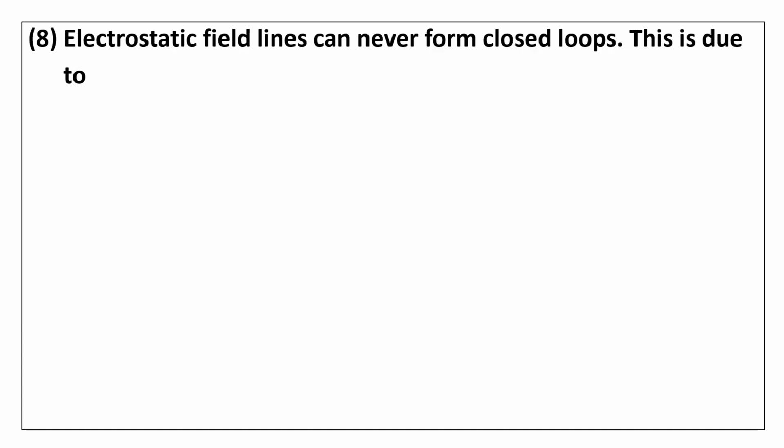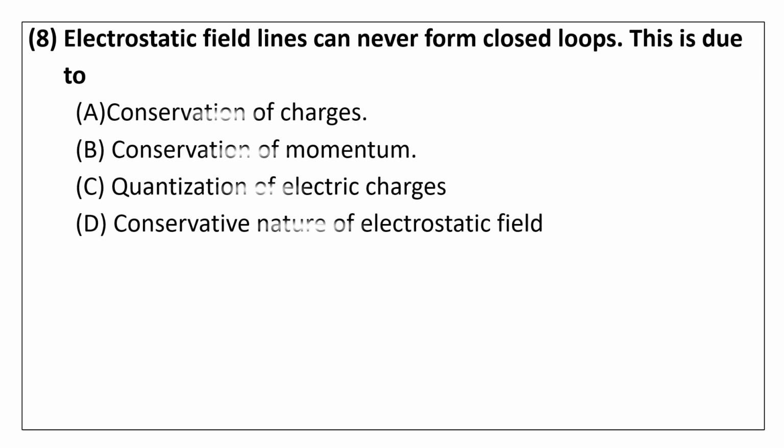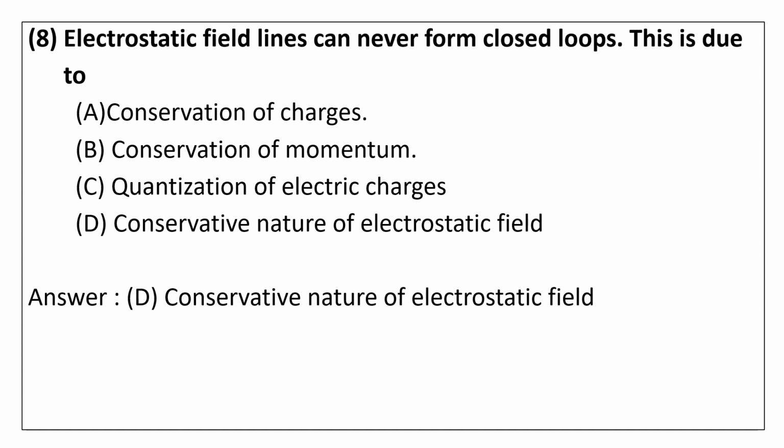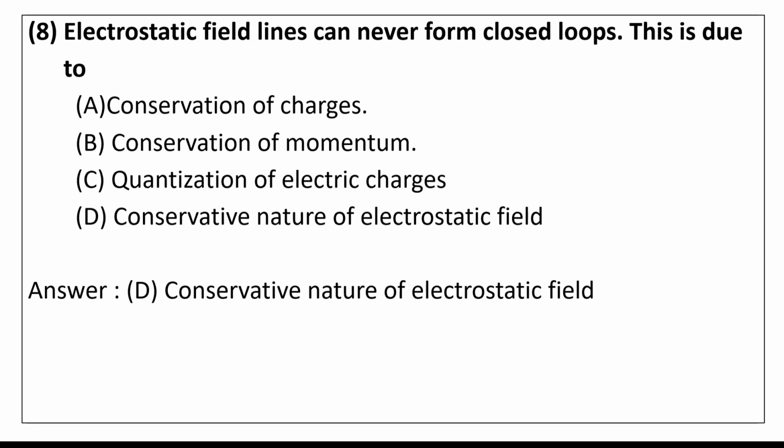Next, electrostatic field lines can never form a closed loop. This is due to option A, conservation of charge, option B, conservation of momentum, option C, quantization of electric charge, option D, conservative nature of electrostatic field. So option D is correct, conservative nature of electrostatic field, because the positive charge electric field originates from the positive end and ends at negative end. Hence option D is correct.